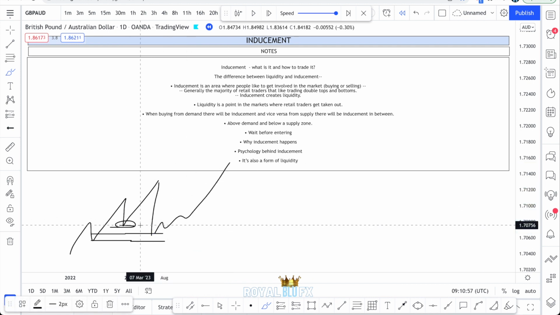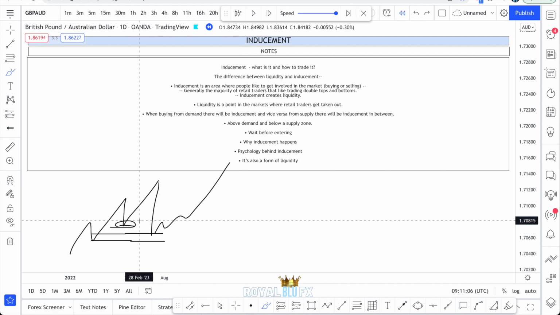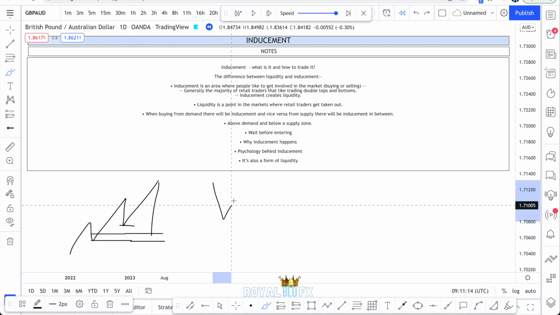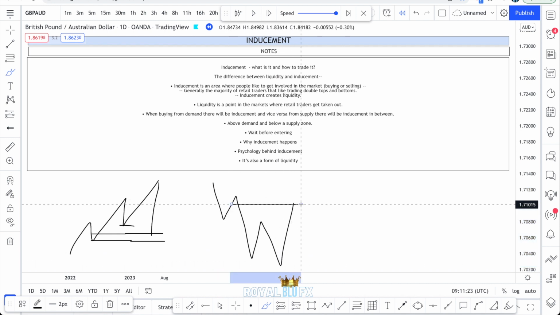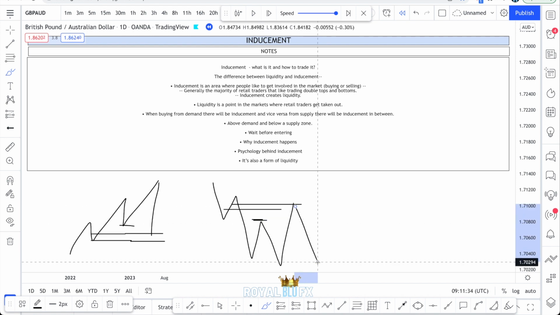So inducement is an area where buyers, in this case, since price is in an uptrend, have bought way too early in the game. And that's just one formation of what inducement looks like. Inducement can also look like this in a downtrend. Price extends, retraces, and then pulls back, and then retraces all the way back to an area of supply, and the inducement was just right above the supply level here. Then it taps supply, and then it continues the downward trend like this. So that's what inducement is.